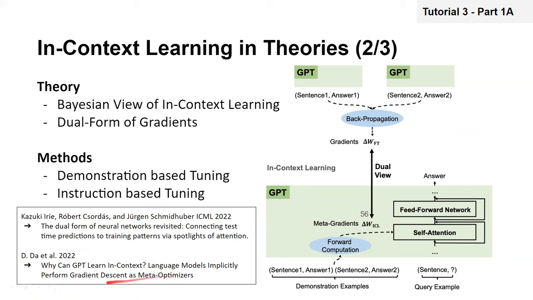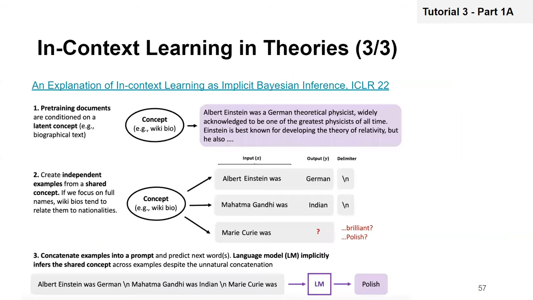Language models perform gradient descent through a meta-optimizer, which assumes the same view of this gradient form. That means when we do the forward computation, it would be equivalent to the backward computation, which in a standard universe they do for these GPT models. Due to the time constraint, I gave an overview here, but in terms of theory, you can trace it back to the universal approximation again.